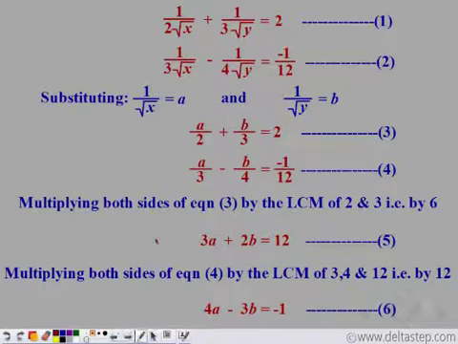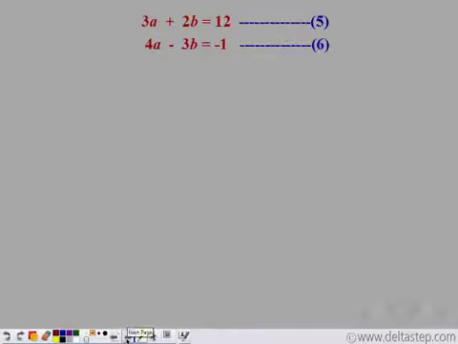Now let us solve equation 5 and equation 6 in order to get the values of a and b. So we have equation 5 and equation 6. Let us solve it using the elimination method. Now the coefficient of a is 3 in the first equation and 4 in the second equation, so they are not the same. The coefficient of b is 2 in the first equation and negative 3 in the second equation. So the numerical part of the coefficients of a or b is not the same in the two equations.